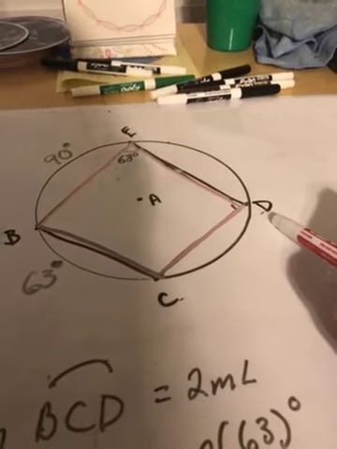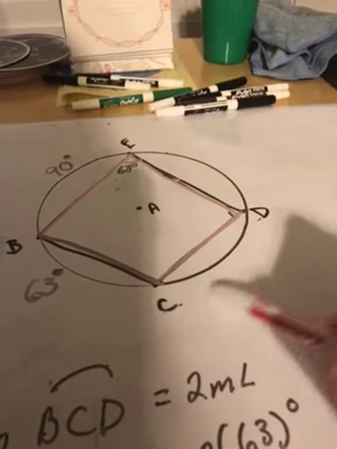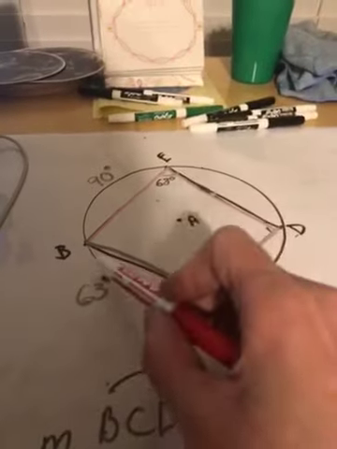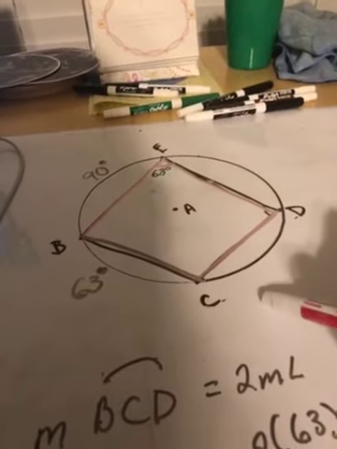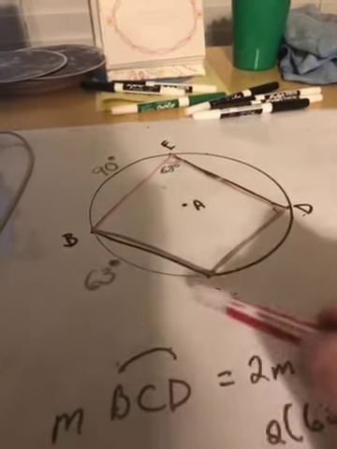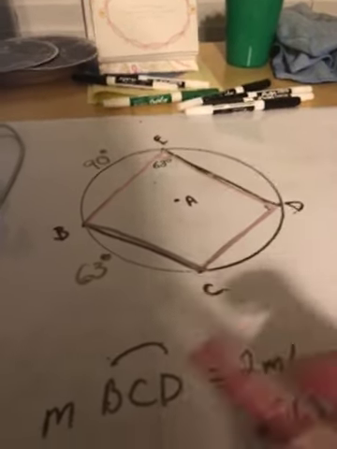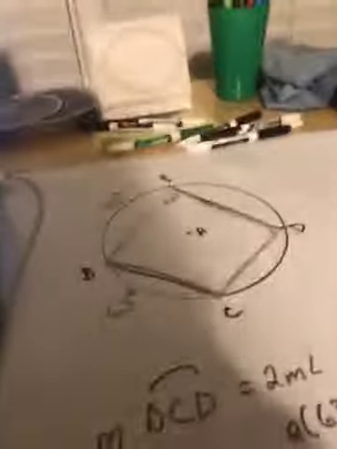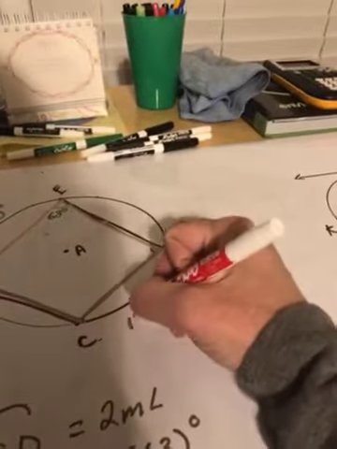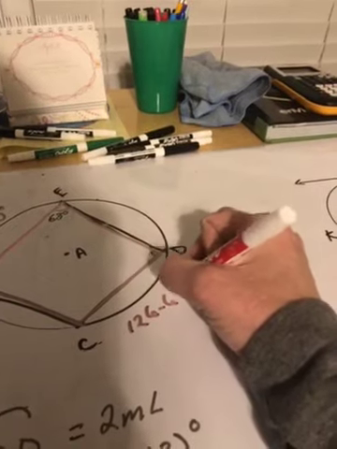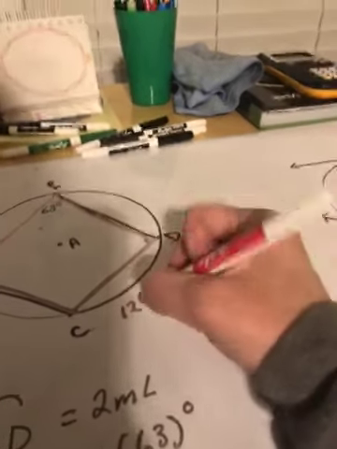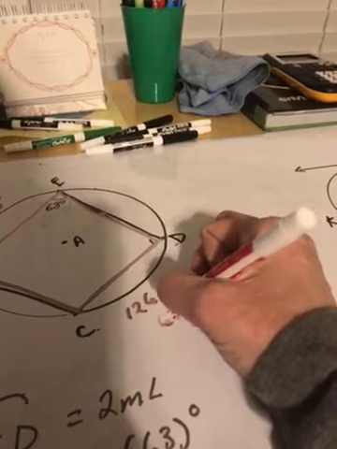Okay, number 2 is asking you what's the measurement of CD. Well, if I know from B to D it's 126, B to C is 63, you want to subtract the two numbers. So it would be 126 minus 63, and that gives you CD. So 126 minus 63, okay, and that'll be 63 degrees.